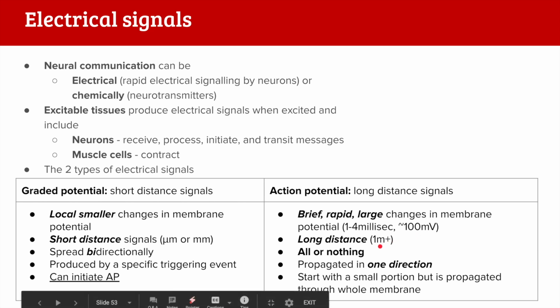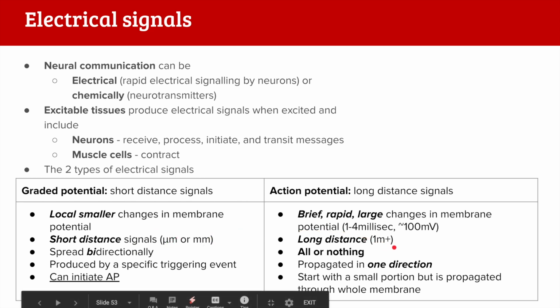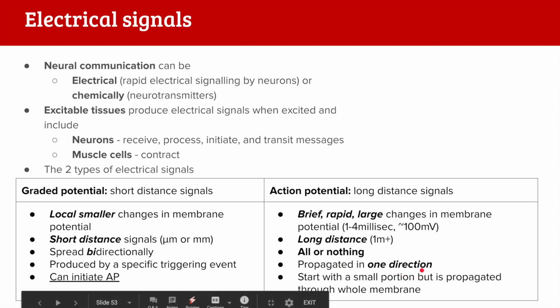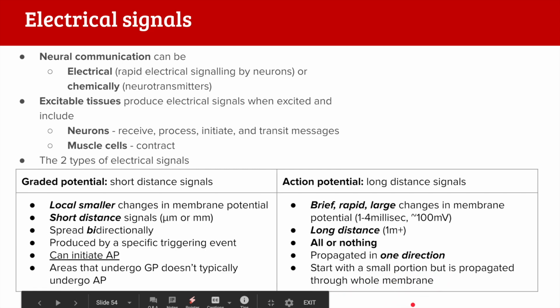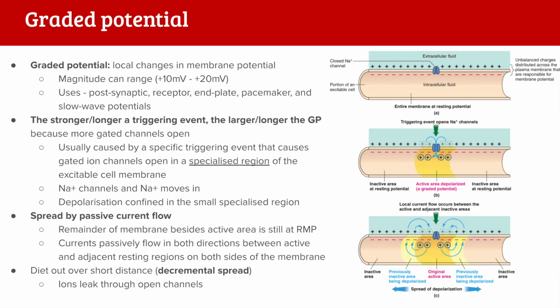And they're long distance. While it's micrometers for a graded potential, these can go up to 1 meter. A buzzword is that they're all or nothing, so they either depolarize or they don't, and they propagate in only one direction instead of bidirectionally. They start with a small portion of the membrane, but it's propagated throughout the whole neuron. Okay, so we're going to look at a graded potential first.